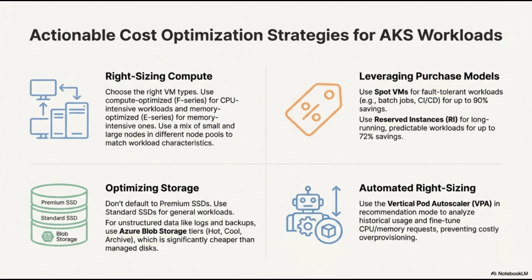Finally, implement automated right-sizing. By using the Vertical Pod Autoscaler, or VPA, in recommendation mode, you can analyze historical usage data to fine-tune CPU and memory requests. This proactive approach prevents costly over-provisioning and ensures your environment remains as lean and efficient as possible.